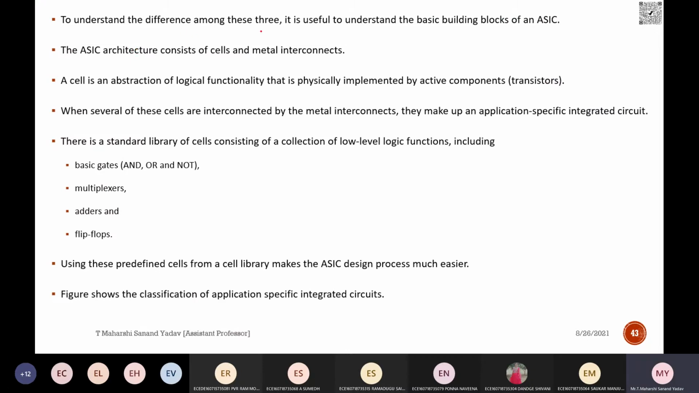To understand the differences among these three, it is useful to understand the basic building blocks of an application specific integrated circuit. Generally this question will be asked: you have to draw the architecture of either ASIC or FPGA. The ASIC architecture consists of these two cells followed by metal interconnects. Before going through metal interconnect, can anyone tell me the working of FET?